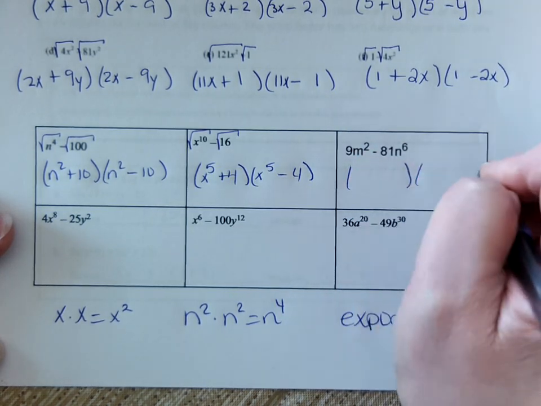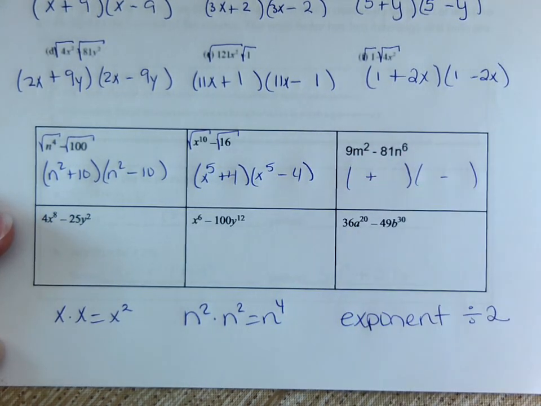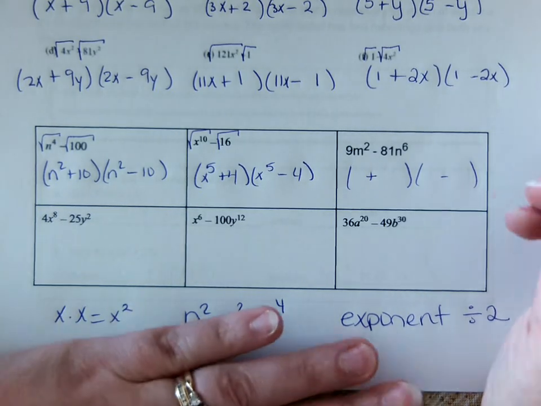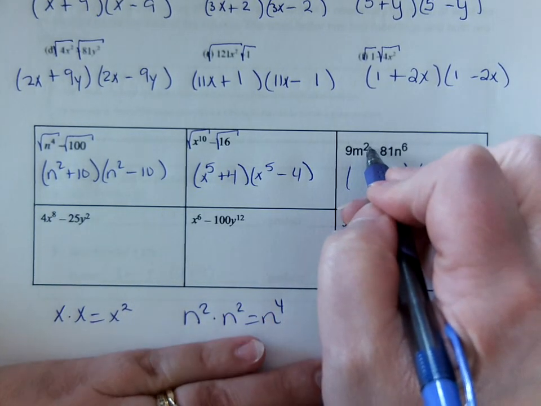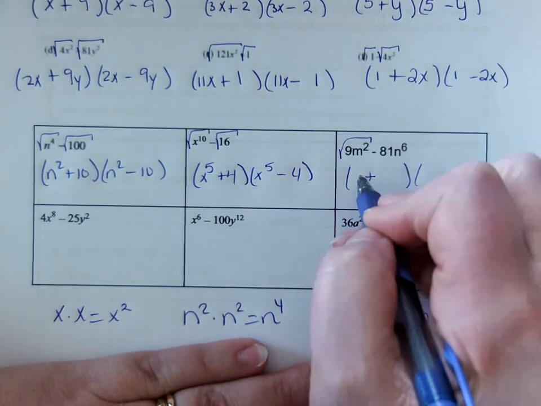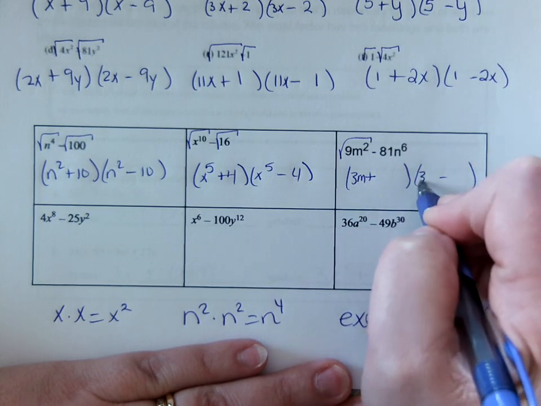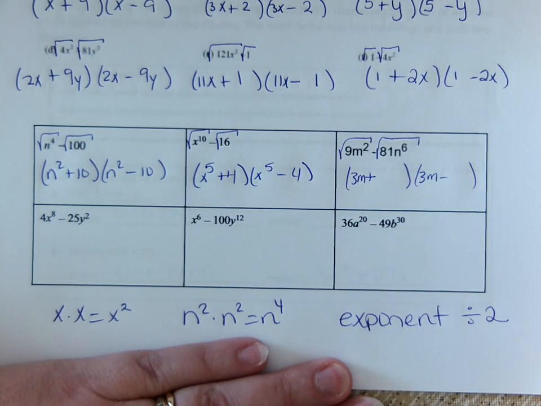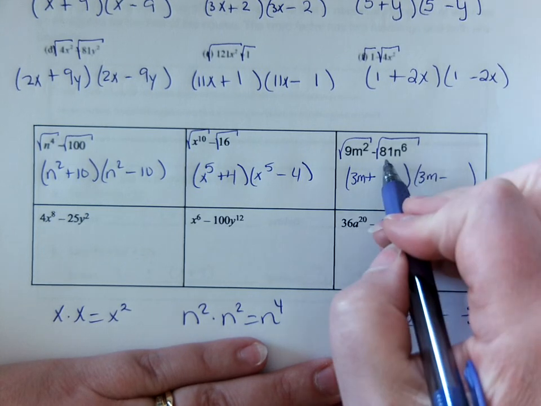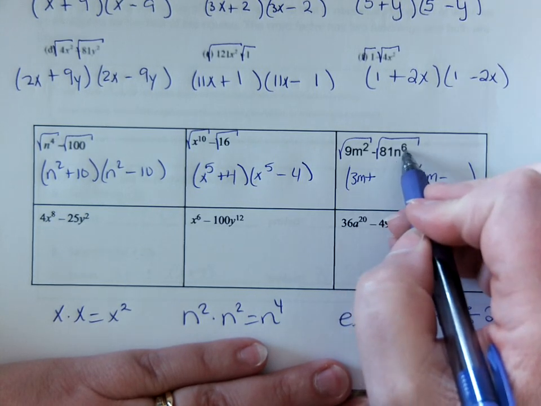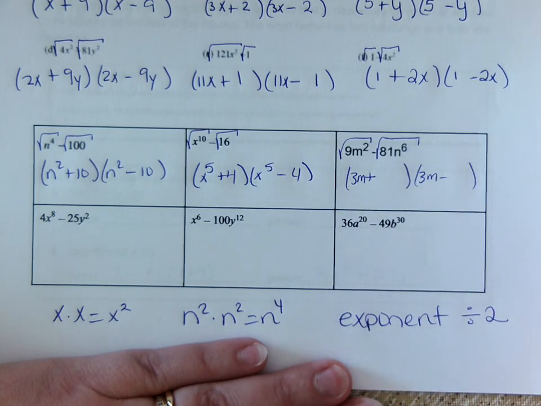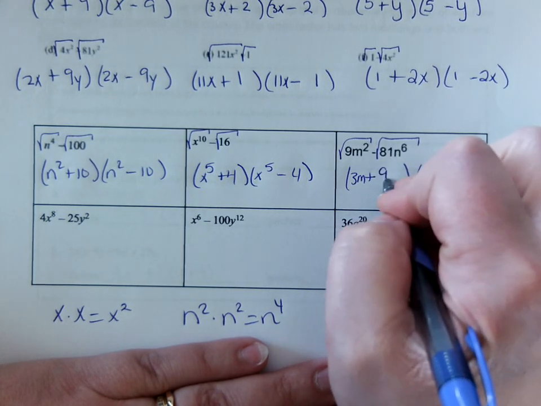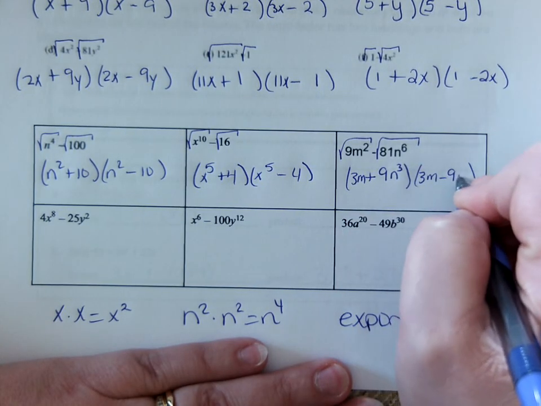All right, let's build it up a little bit. A couple different variables going on. So 9m squared, the square root is 3m. Put that in front. Square root of 81n to the 6th. Well, the square root of 81 is 9. N to the 6th, we divide by 2, and that gives us n to the 3rd. So 9n to the 3rd.